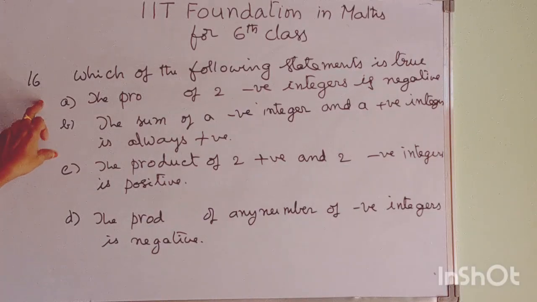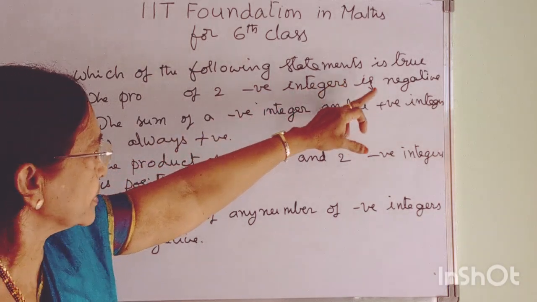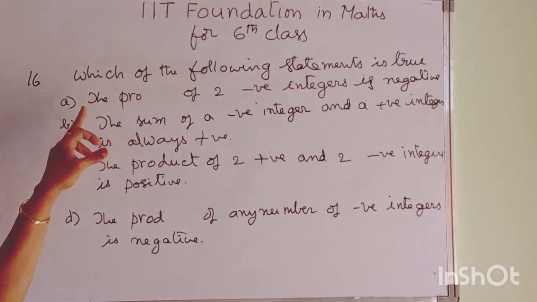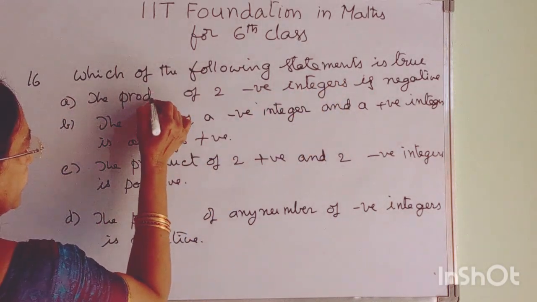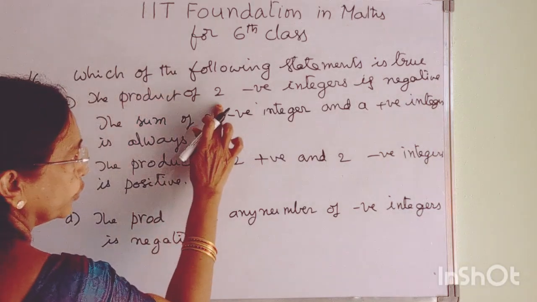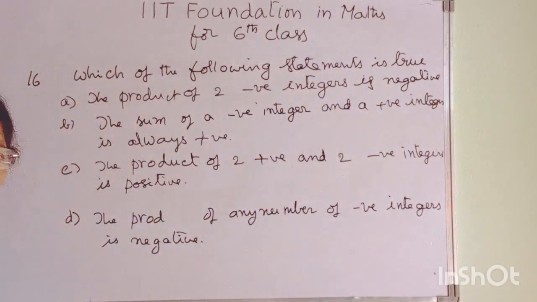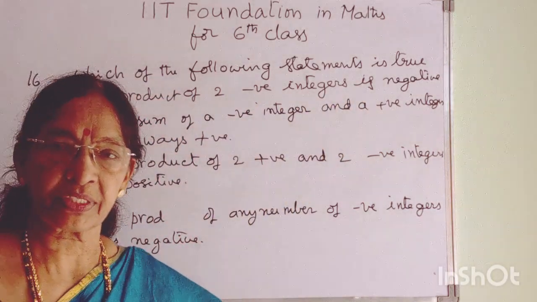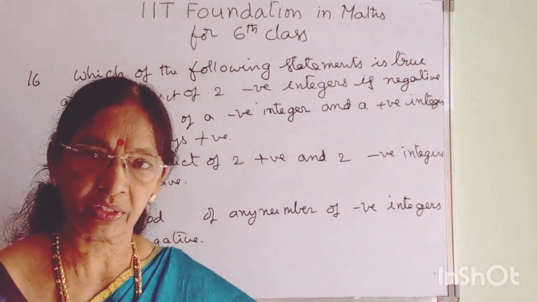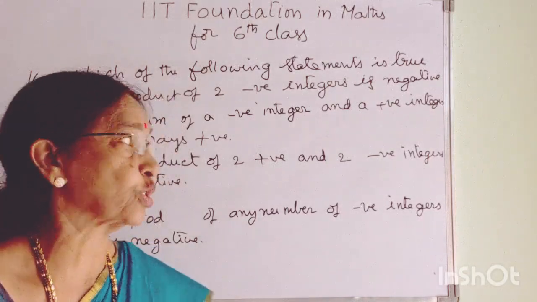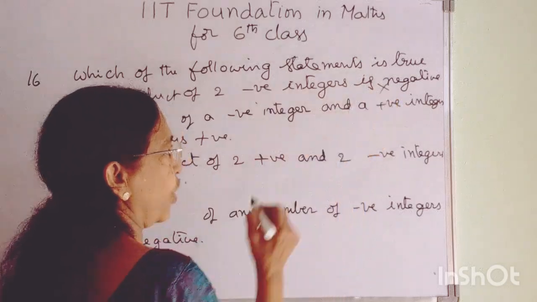So next problem, which of the following statements is true? First one, the product of two negative integers is negative. The product of two negative integers is not negative. The product of two negative integers is positive. So this statement is wrong.